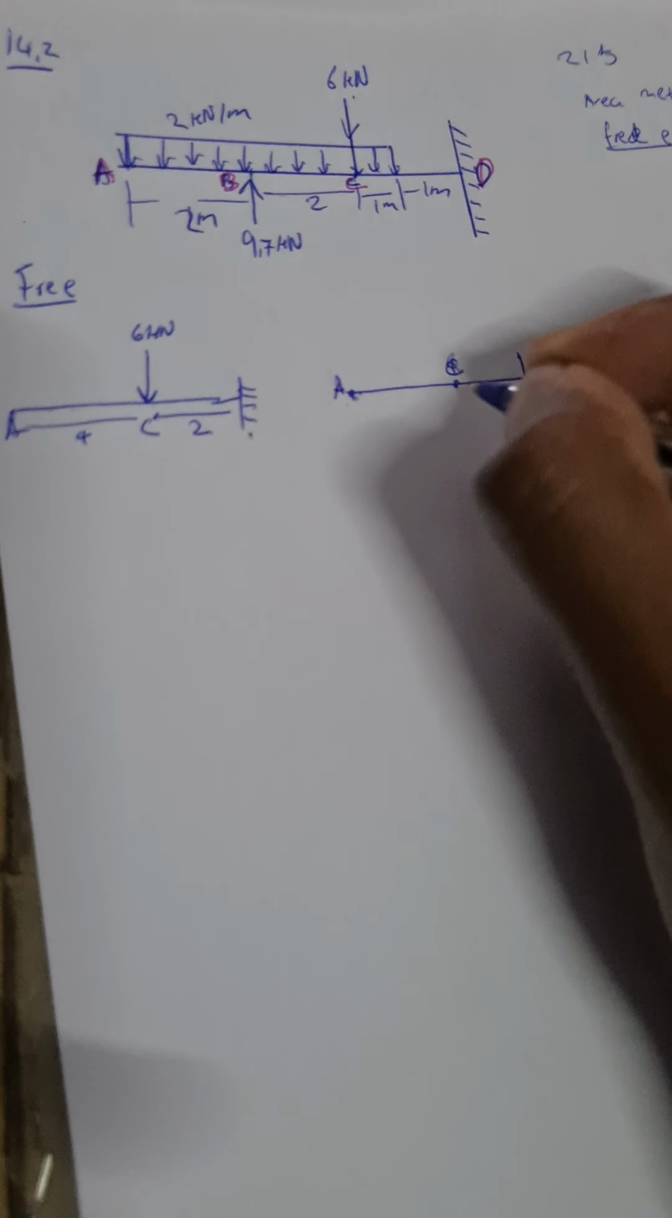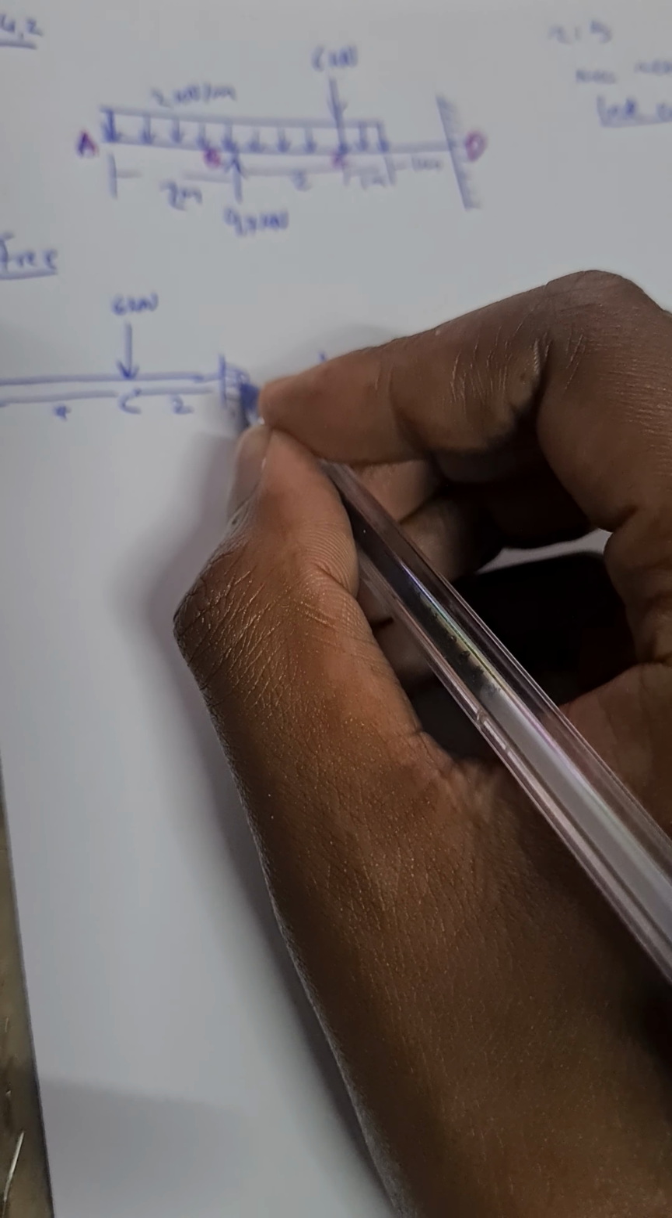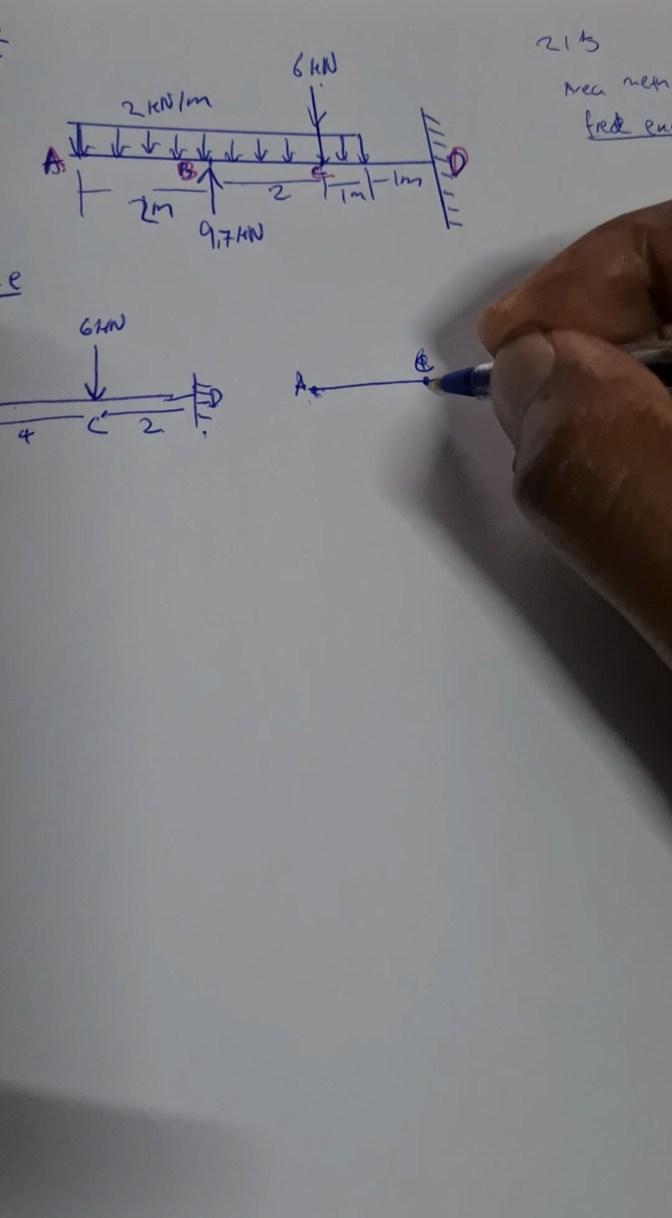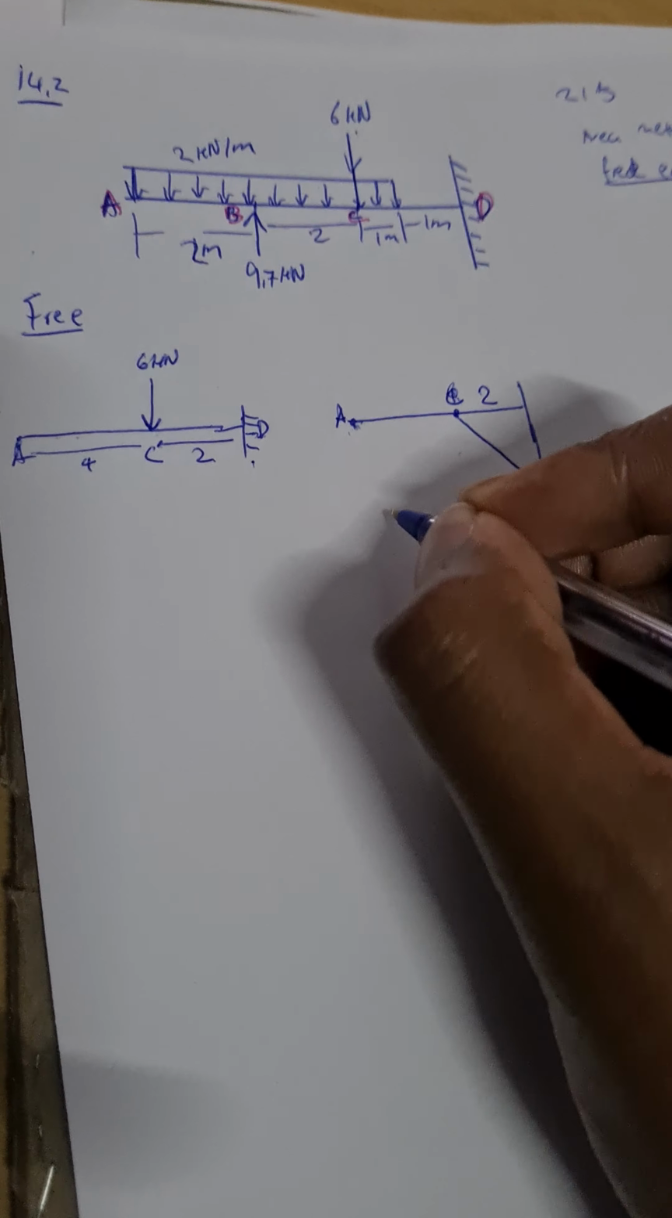This is C. And then after C, let's say this is D. After C, we have bending moment at D, which is 6 times 2, so minus 12. And then this distance is 2. Right? We have your A here. That's what you do. This is your bending moment diagram. This is in kilonewton meters.